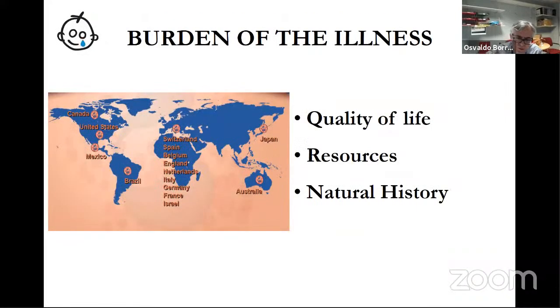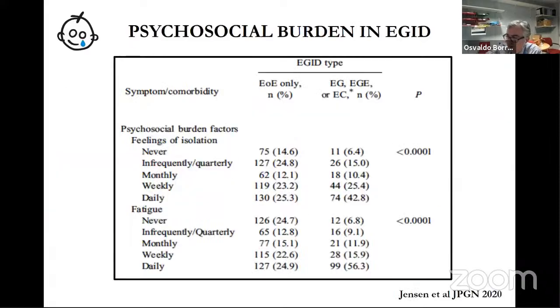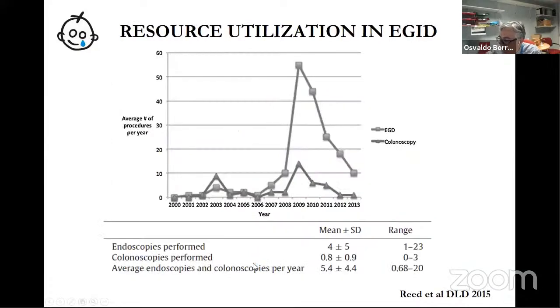So what is the burden of illness? First, we know that we have a decreased quality of life. And as you can see here, compared to eosinophilic esophagitis, patients with eosinophilic gastrointestinal disease had a significant psychological burden in terms of feeling of isolation on a daily basis, as you can see from the main difference, and also in terms of fatigue. So there was a significant difference between patients with eosinophilic GI disease and patients with eosinophilic colitis.